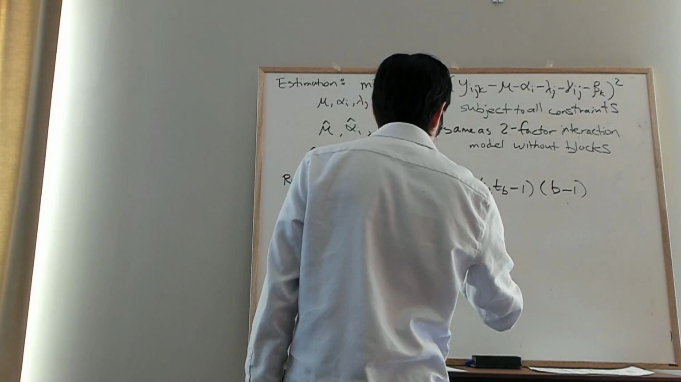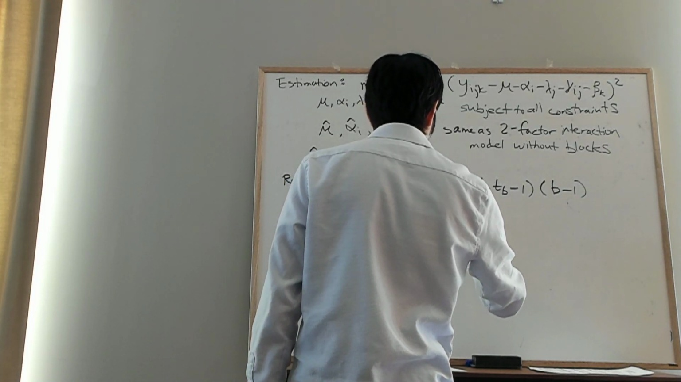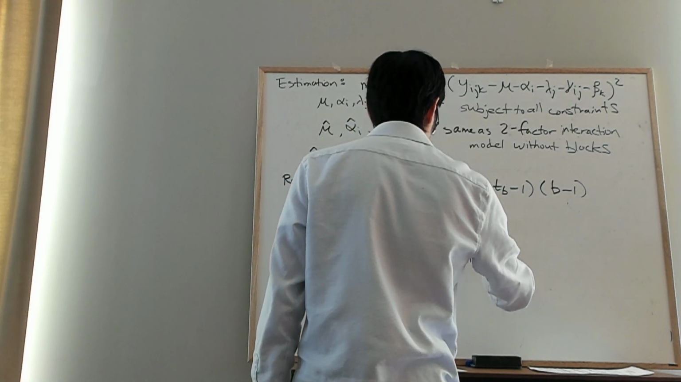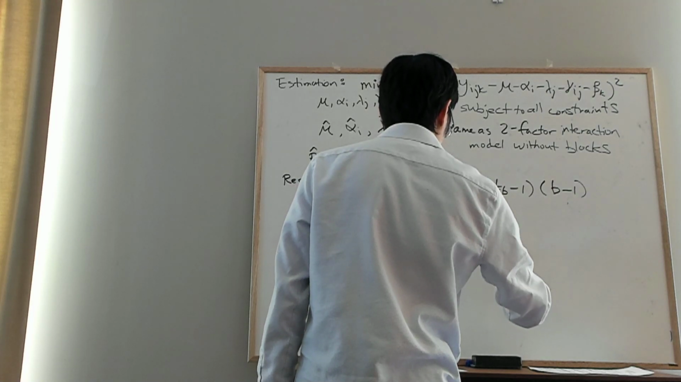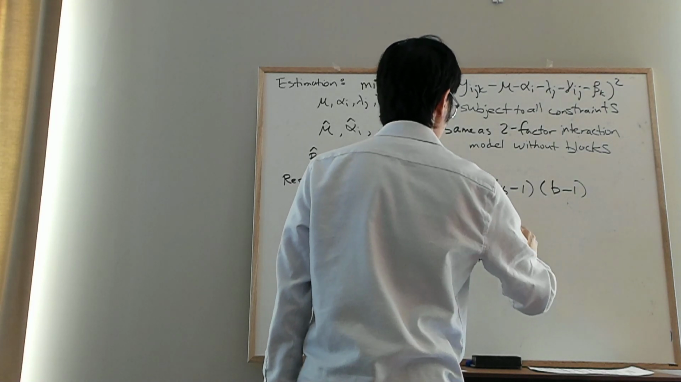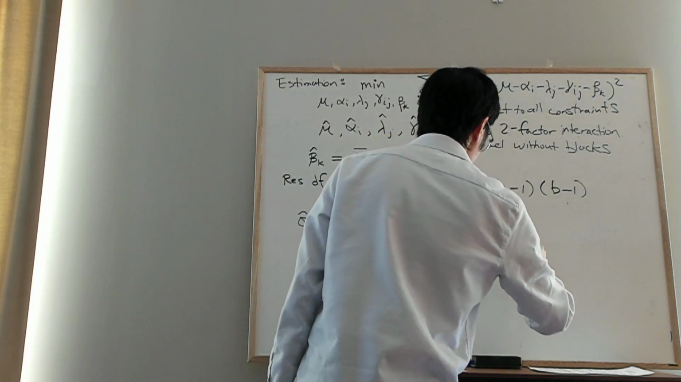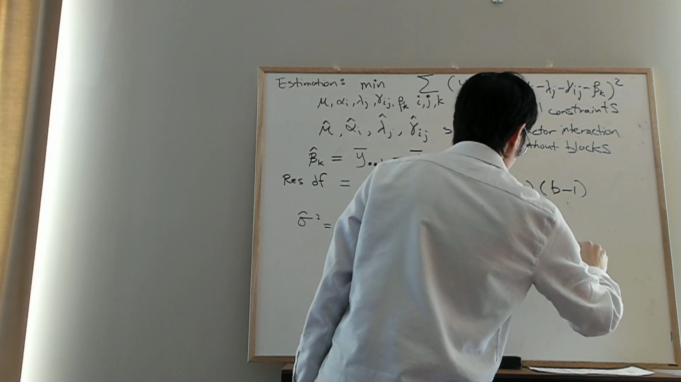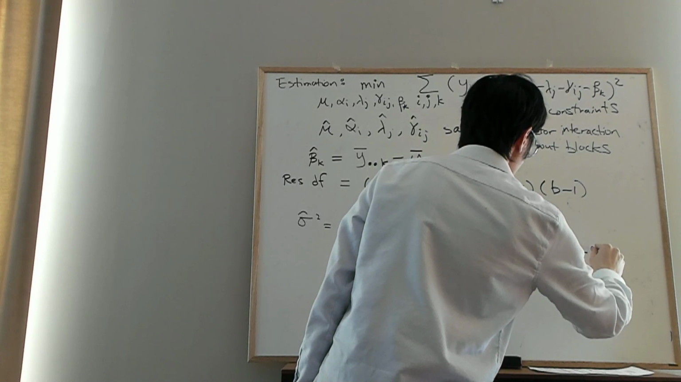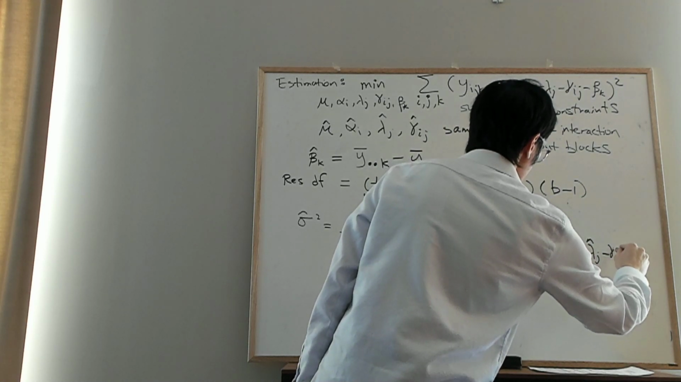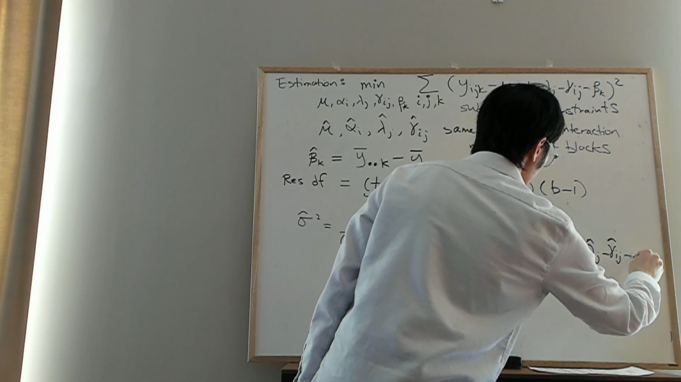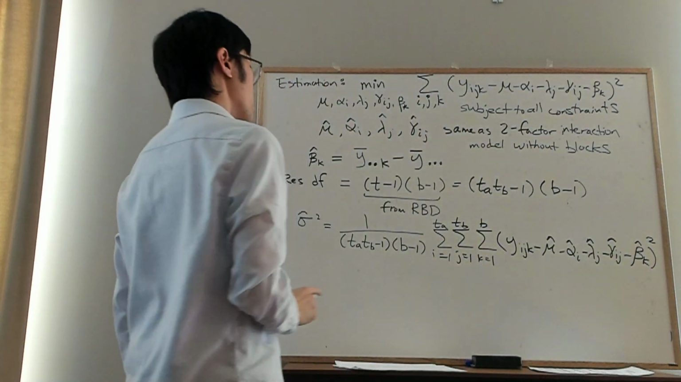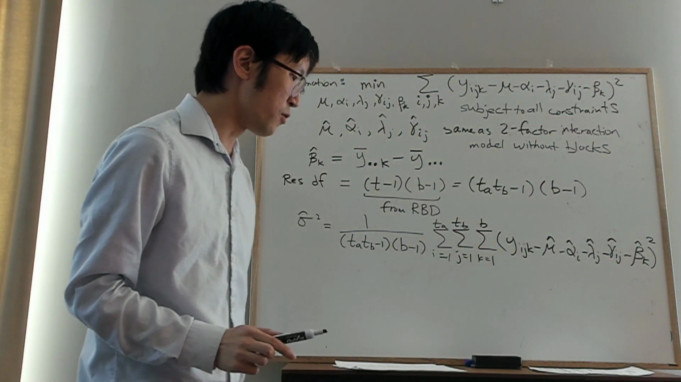This time I'll just write it out in full, so it's clear that I is summing over the levels of A, J is summing over the levels of B, K is summing over all the blocks, and then in here we have the least squares expression after we've computed all of the estimates: mu hat, alpha hat, lambda hat, interactions, and then the block. So that's the estimate for the residual variance.